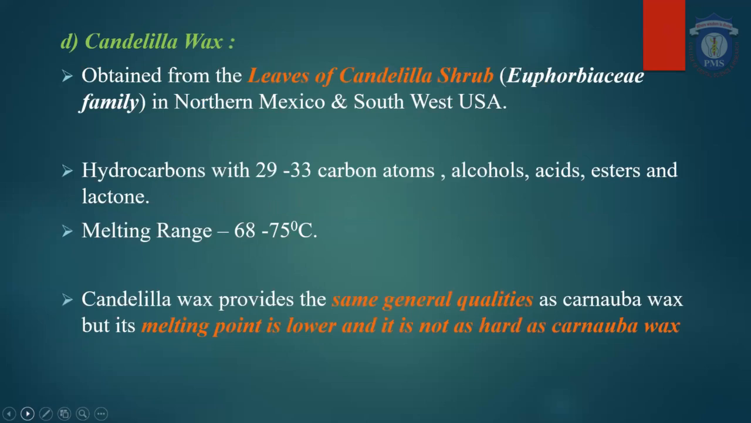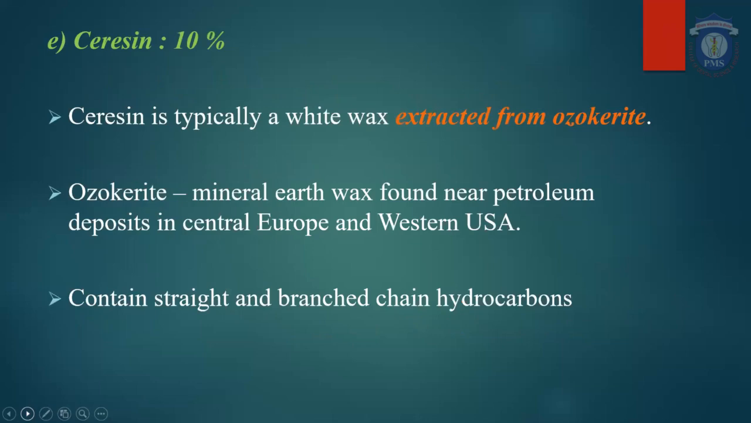And then we have the candelilla wax. It almost serves the same function, obtained from the leaves of the candelilla shrub, that belongs to the Euphorbiaceae family in northern Mexico and southwest USA. It mainly contains hydrocarbons, 29 to 33 carbon atoms, alcohols, acids, esters, and lactone. Melting range is also very high, 68 to 75 degrees Celsius. Candelilla wax provides the same general qualities as carnauba wax, but its melting point is lower and it is not as hard as carnauba wax. So please remember the same functions but to a lesser extent.